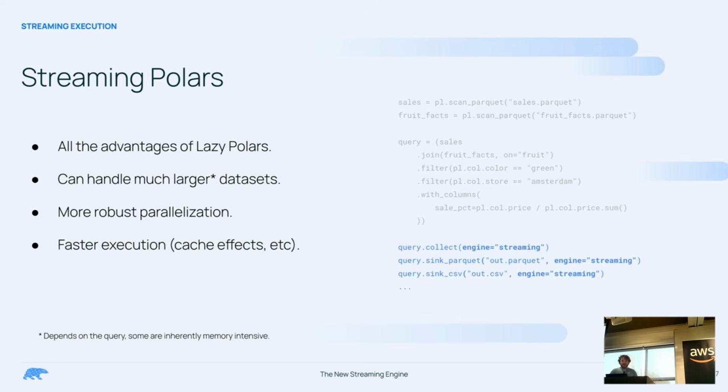So in a nutshell, that is streaming Polars. It gives you all the advantages of lazy Polars. Modulo a bug here or there, it should all just work. Backwards compatible. It can handle much larger data sets. It depends a bit on the query. Some things are just inherently more memory intensive. Sometimes you just need to keep all the data in memory.